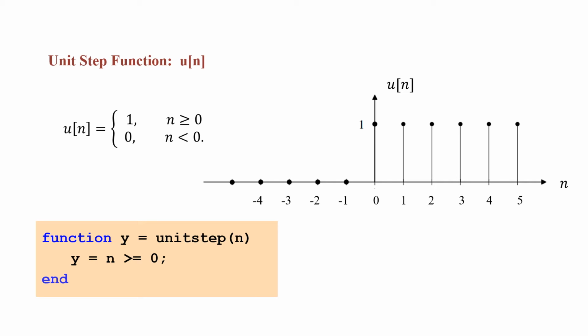And we can have different inputs for the unit step function, such as u of n minus 1. In this case, the signal will be shifted to the right one step.